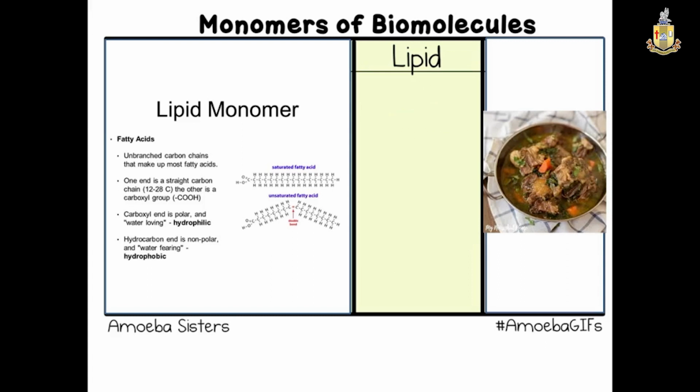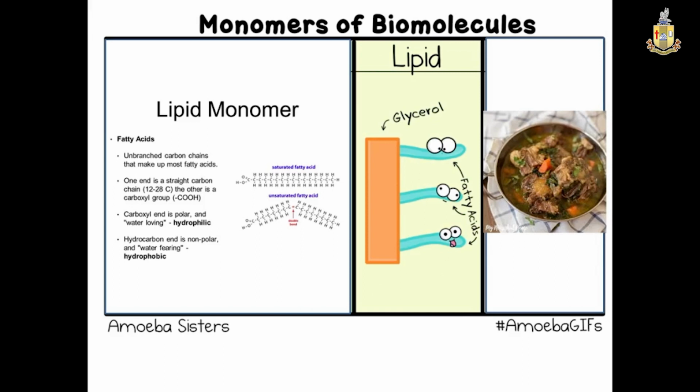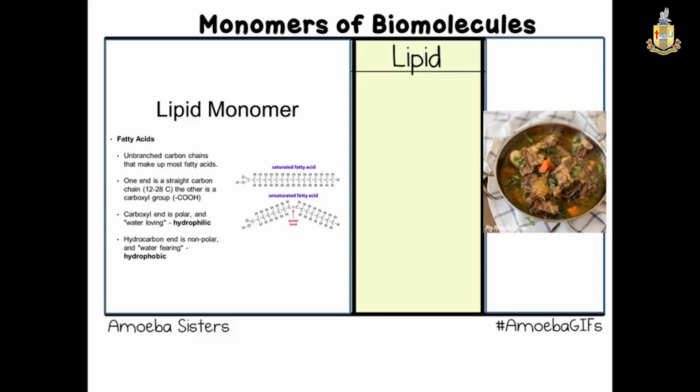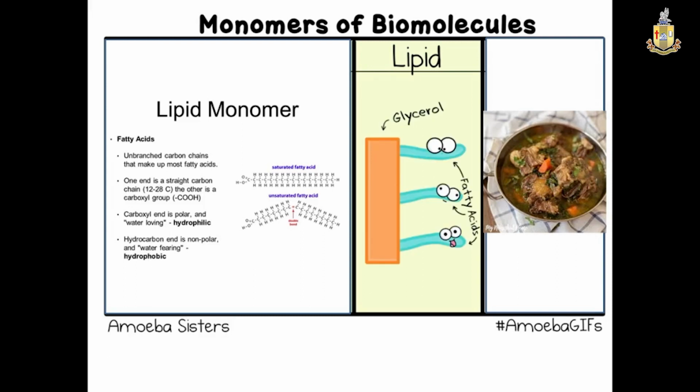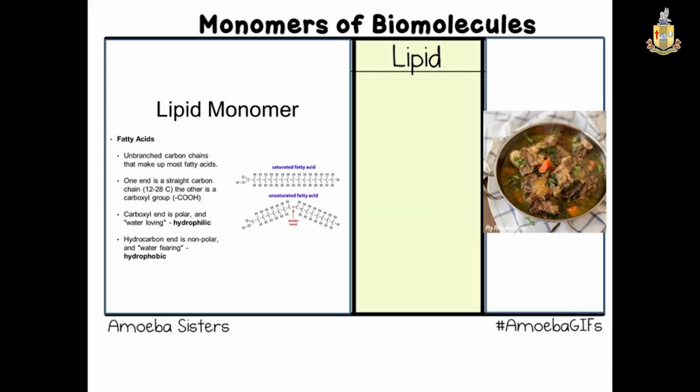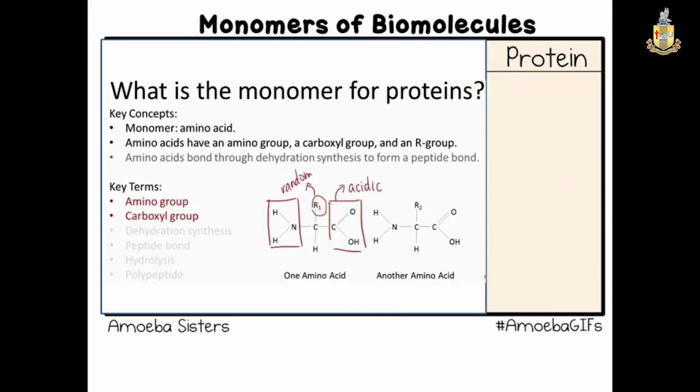There are two types of ends, where the carboxyl end is polar, which is water loving. It means that it is hydrophilic. The other one is the non-polar hydrogen end, the hydrocarbon end, which is water fearing. It means that it is hydrophobic. The lipid contains fatty acids and glycerol molecules. Here in the image, fried meat is given as an example.